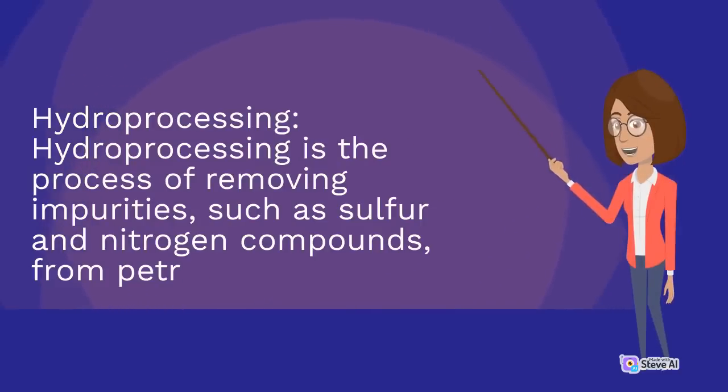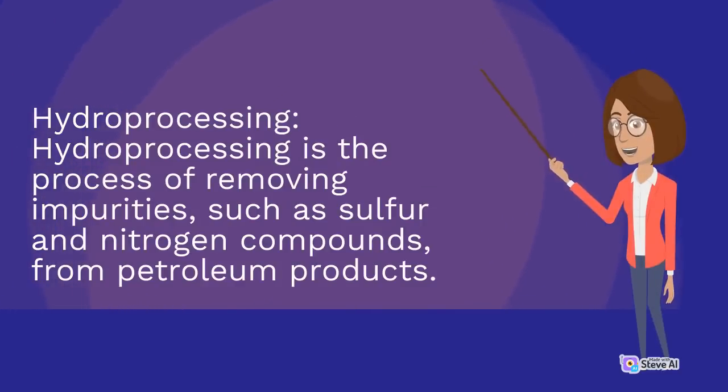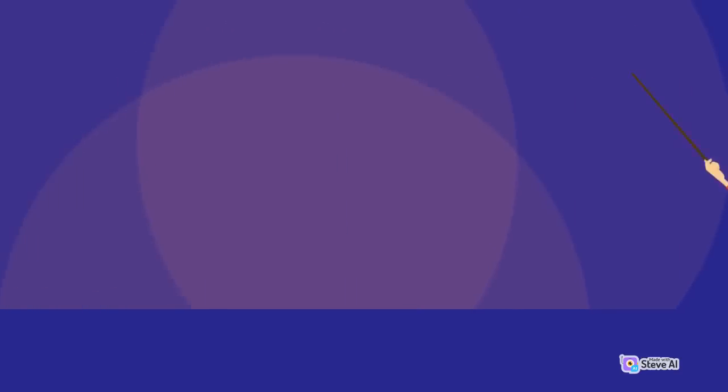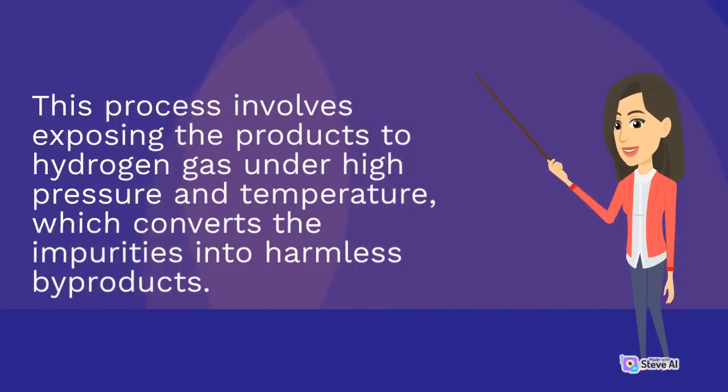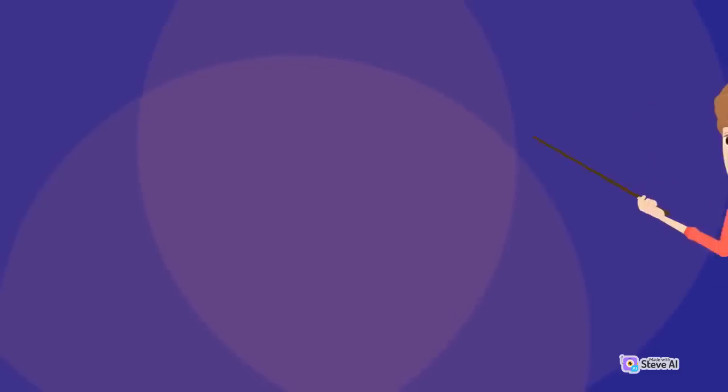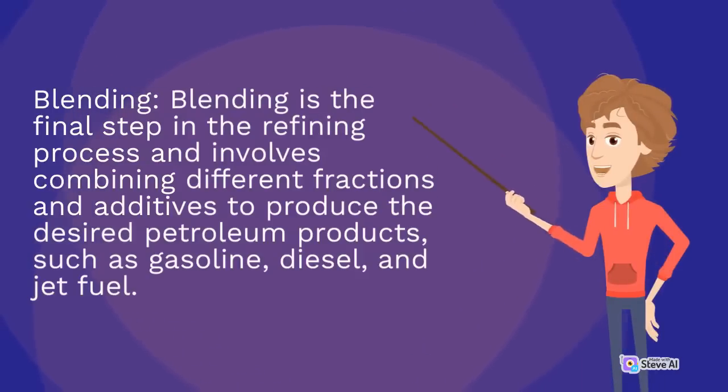Hydroprocessing. Hydroprocessing is the process of removing impurities, such as sulfur and nitrogen compounds, from petroleum products. This process involves exposing the products to hydrogen gas under high pressure and temperature, which converts the impurities into harmless byproducts. Blending. Blending is the final step in the refining process and involves combining different fractions and additives to produce the desired petroleum products, such as gasoline, diesel, and jet fuel.